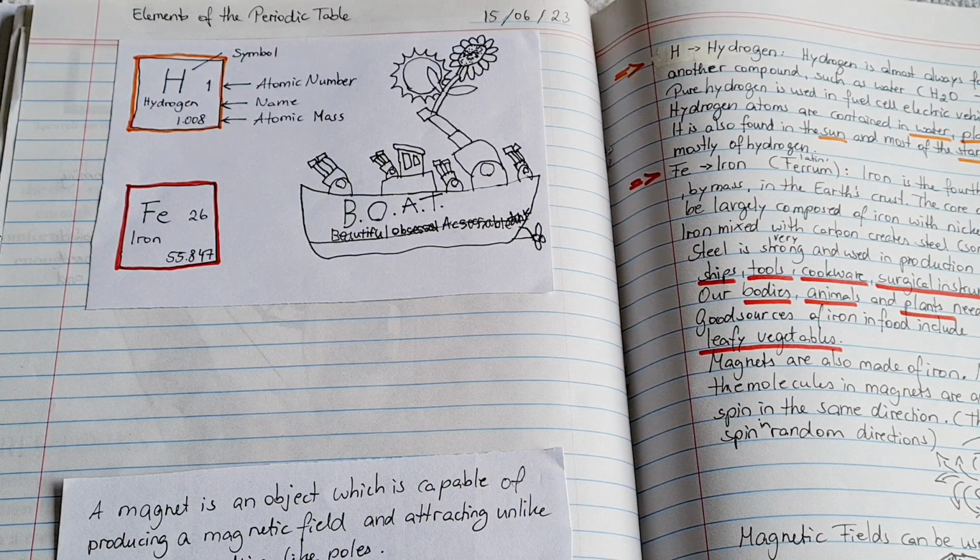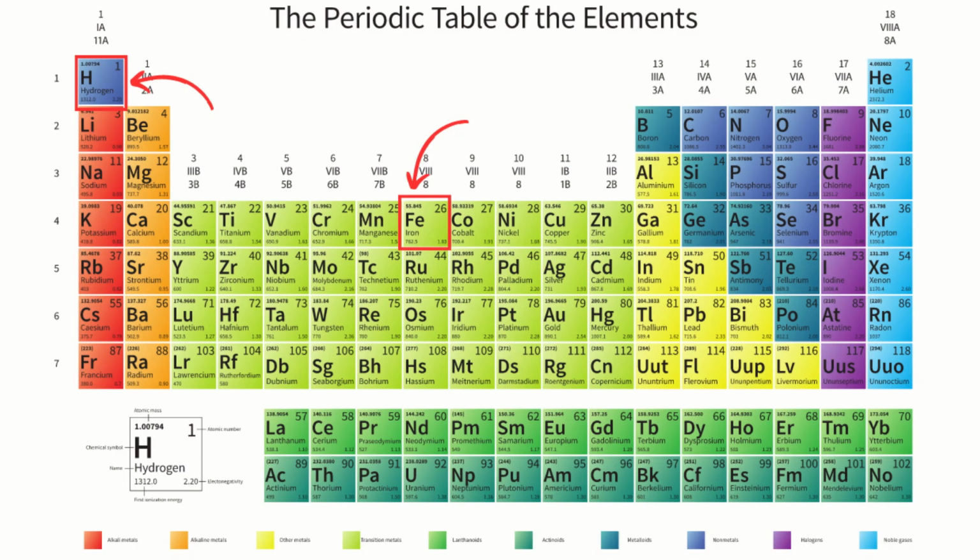If you don't know what a periodic table looks like, this is what it looks like. There are a lot of elements on there that have been found on Earth. And today we will look at two of them. One is hydrogen, which you can see by the big H, and iron, which is actually the symbol, the letters Fe. So that's how you can find it on the periodic table.